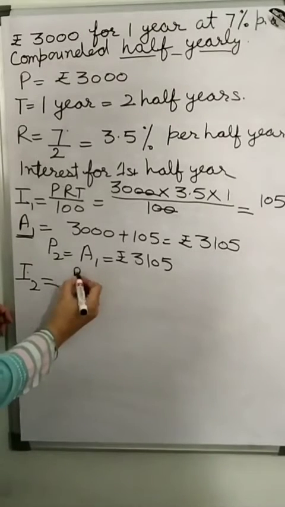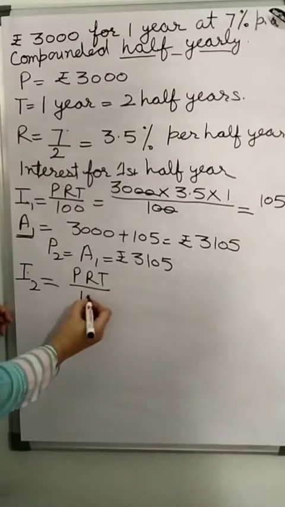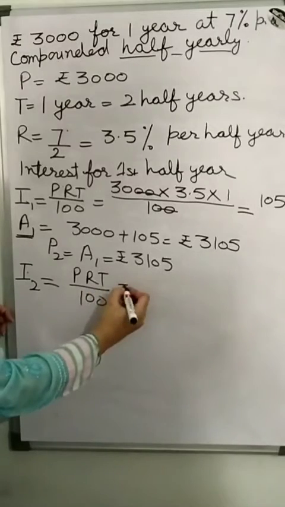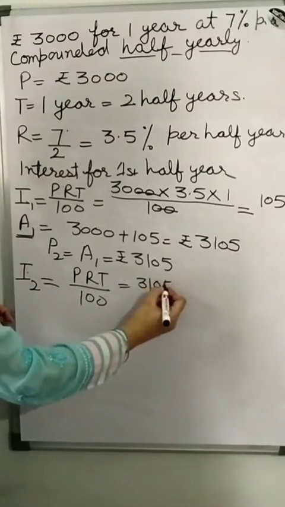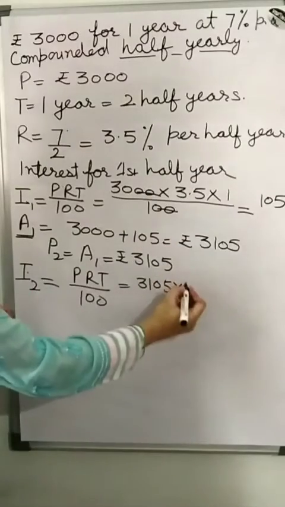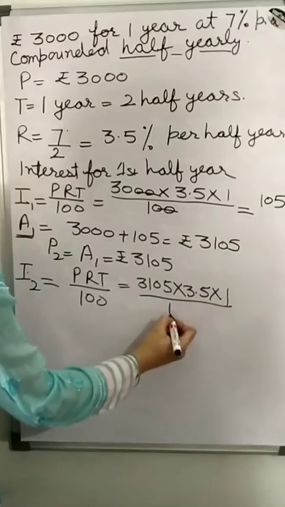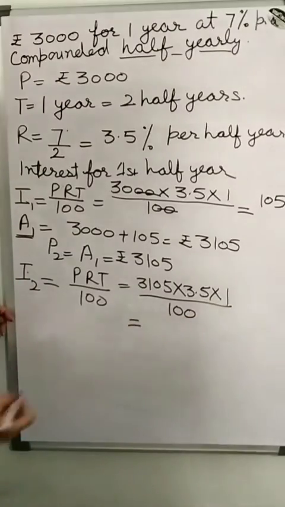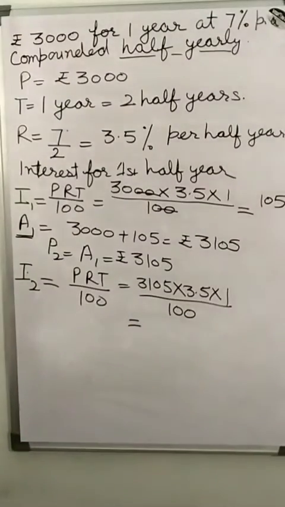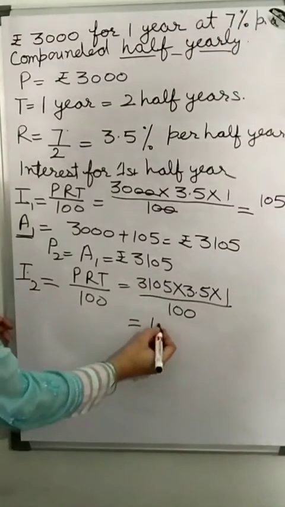I2 is equivalent to PRT upon 100. Same way you calculate it. P is equal to 3105. Now the value of R is 3.5, and the value of T, again we write 1, and upon 100. In the similar way you calculate it and solve it. So what is the answer?